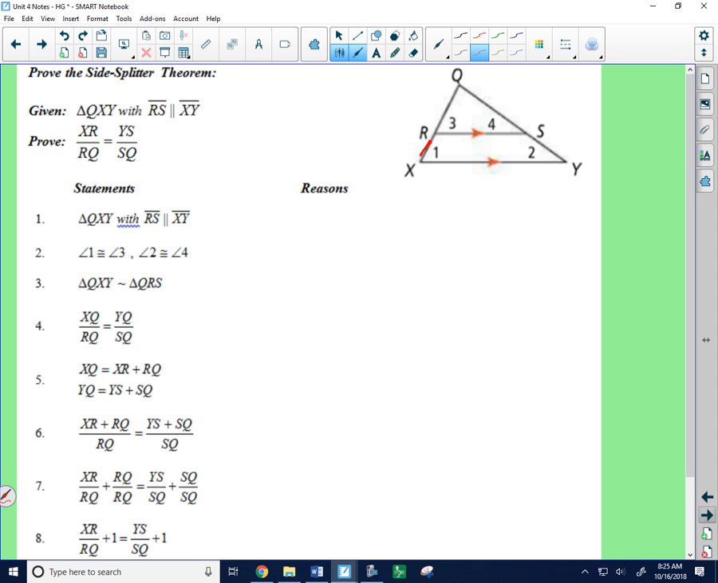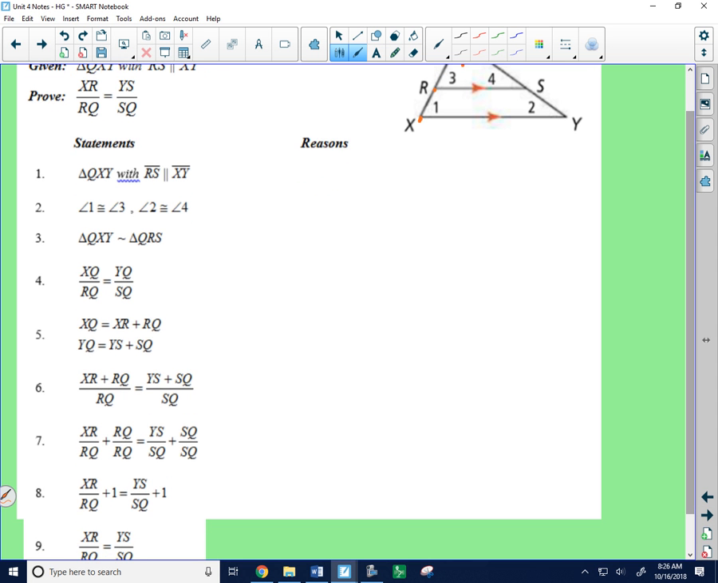You see it says XR to RQ and SY to SQ. We're trying to show that ratio is equal. What we're going to do is show the triangles are similar, the small to the big. And then we're going to want these individual segments, and so we're going to have to do some segment addition and do a little simplifying. I've given you all the statements here, and we're going to fill in the reasons. We'll also think through why the statements are true at the same time.